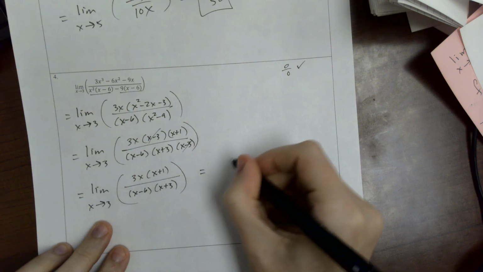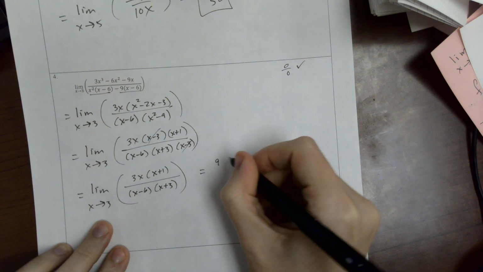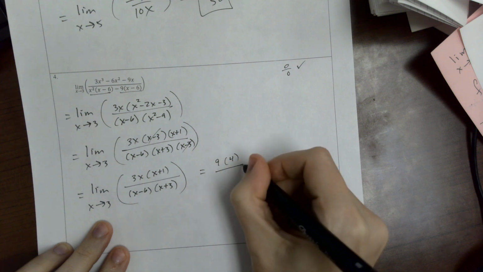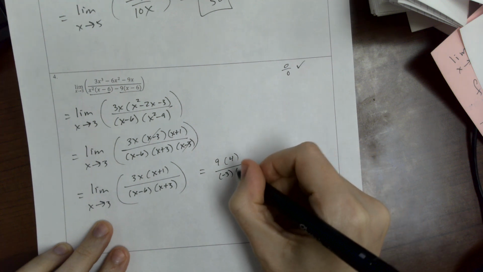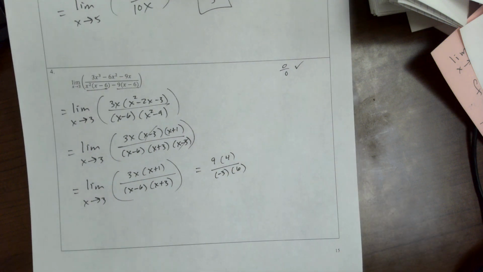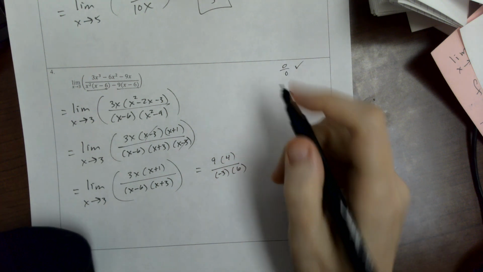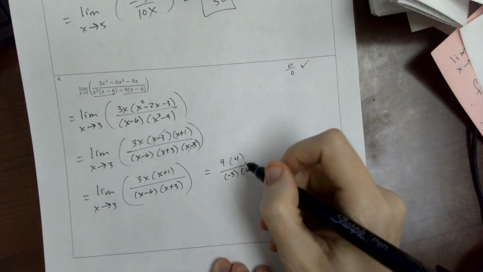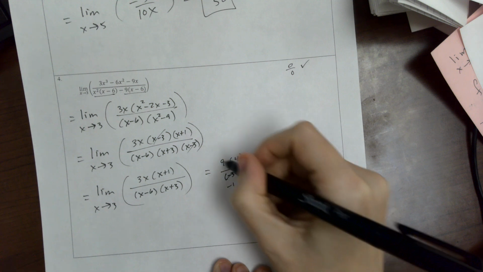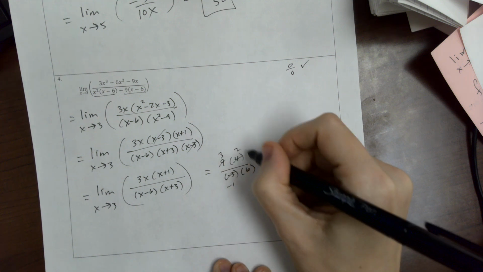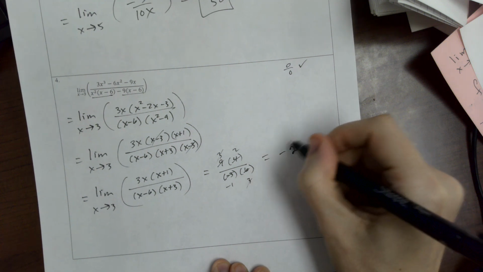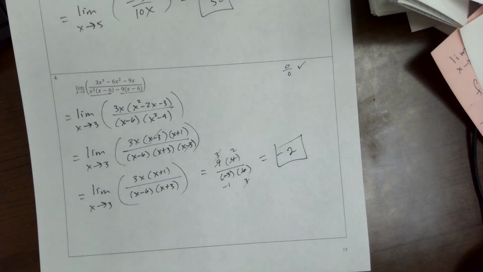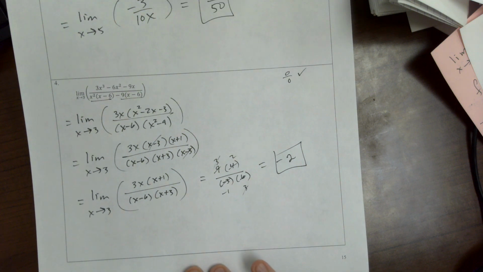So I'm going to end up getting 9 times 4 over negative 3 times 6. And okay, we don't really want to rely on a calculator, guys. So I'm just going to reduce here. So this is negative 1, that's 3, that's 2, that's 3, and then those 3's cancel. Okay, so negative 2.